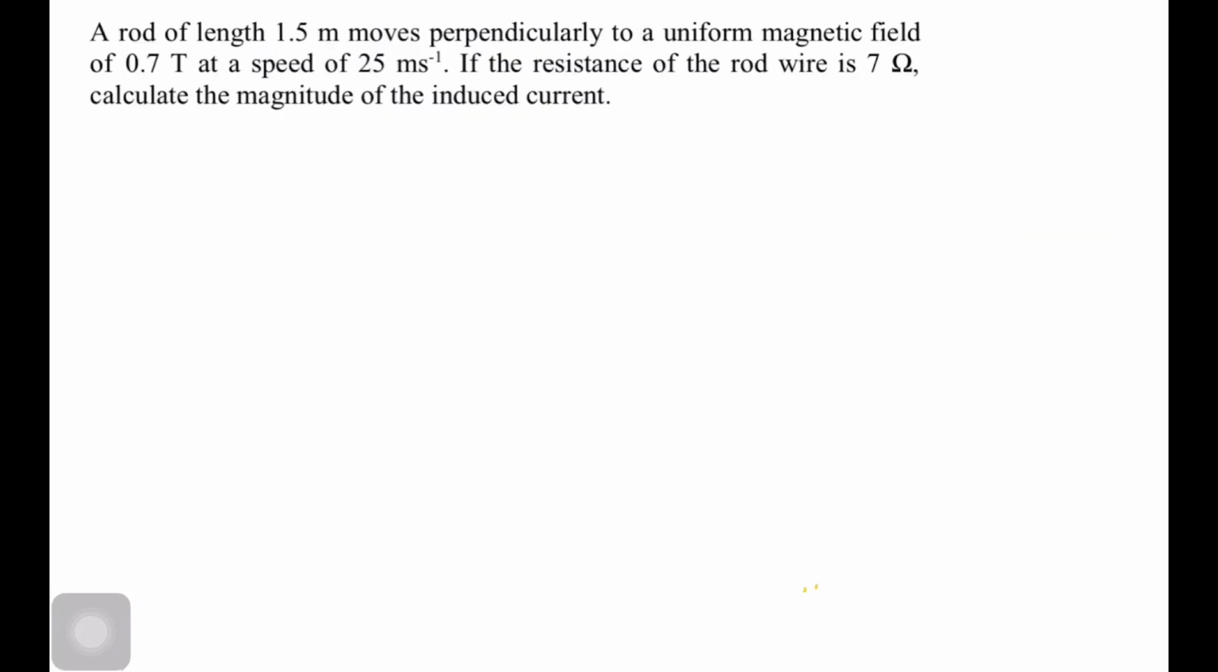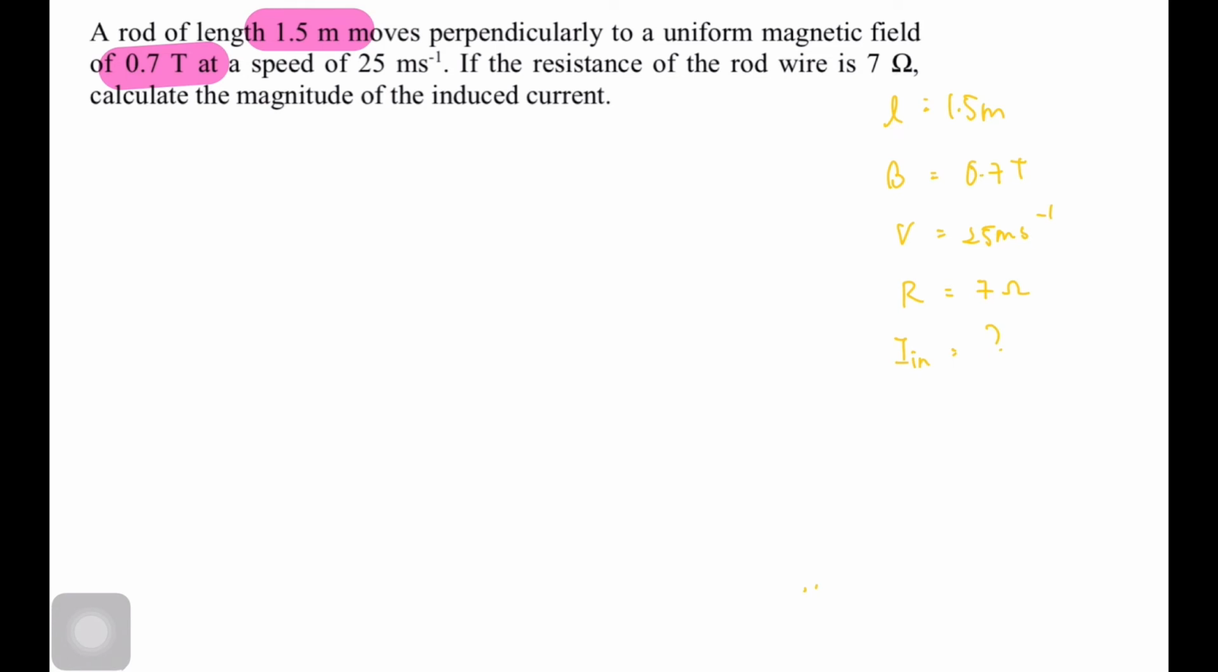So this is the example for the applications of induced EMF in a straight conductor. So you are given a rod of length 1.5 meter, moving perpendicularly to a uniform magnetic field. So you have a B there. The length is 1.5 meter, magnetic field is 0.7 Tesla, speed is 25 meter per second. Okay, if the resistance of the wire is 7 ohm, we're going to find the induced current.